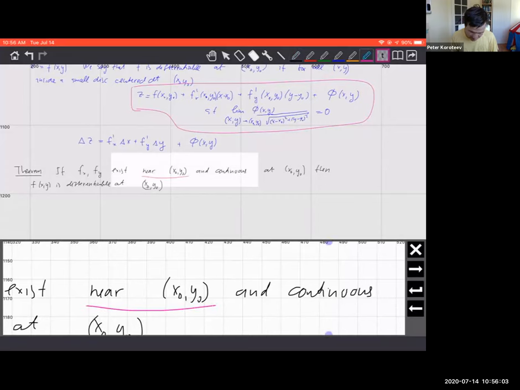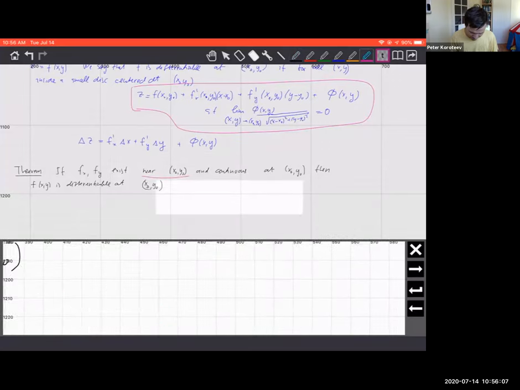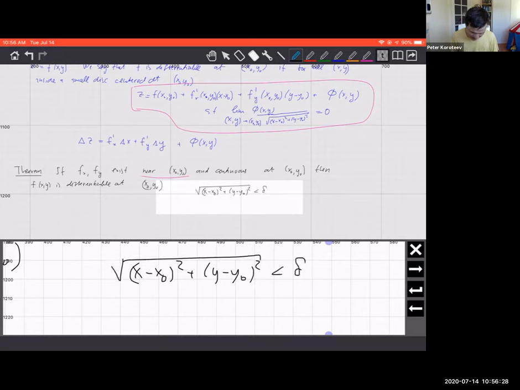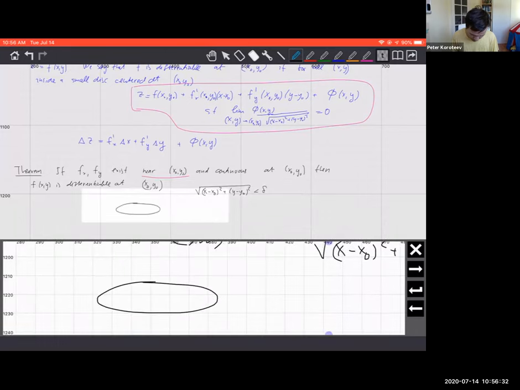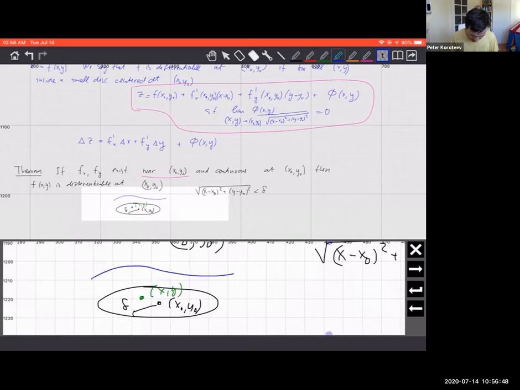Just to emphasize a couple of things: near means we're looking at some neighborhood, the set of x, y such that x minus x zero squared plus y minus y zero squared is less than some delta. It's a disk centered at x zero, y zero, with radius delta, and x, y is some point from that disk. Your function is defined everywhere there, so there's a surface that looks like this, and you're studying how it behaves inside that disk.